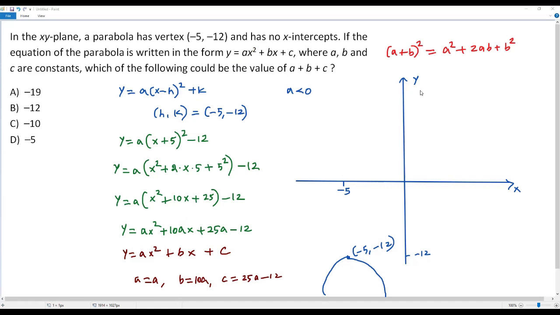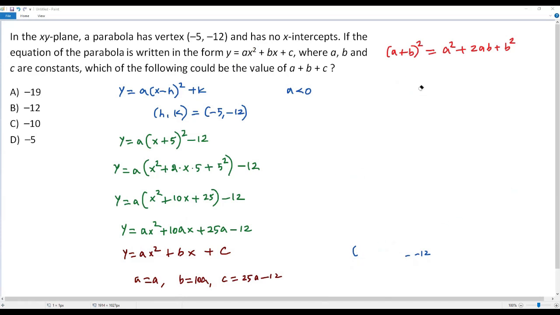Okay, now let me erase the stuff over here so that I will have enough space to do the problem. Our aim is to get the value of the expression a plus b plus c. a plus b plus c equals, for a we have the same a, and for b we have 10a, and for c we have 25a minus 12. Here let's combine the like terms. So that is 25a plus 10a is 35a, 35a plus 1a is 36a, minus 12. So we got the value of a plus b plus c in terms of a, that is 36a minus 12.